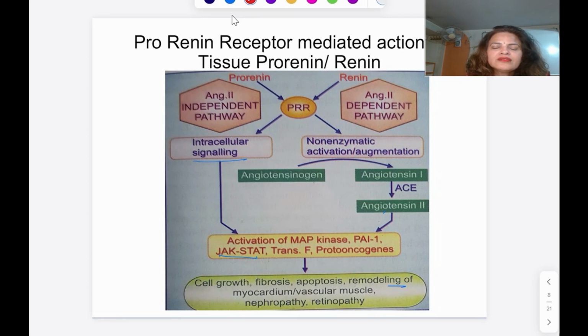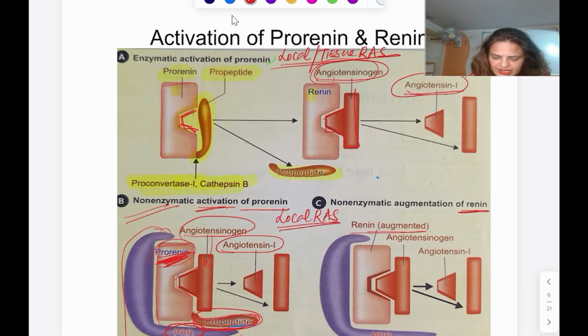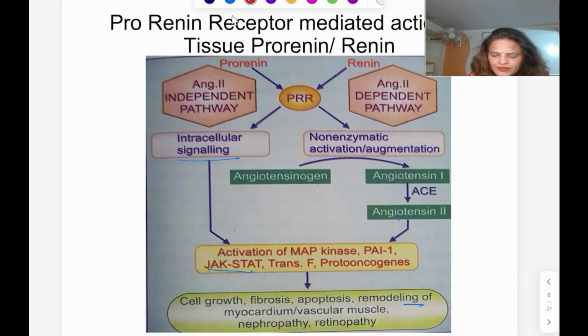Here you can see this non-enzymatic pathway, the same as the previous one, where the prorenin binds with the prorenin receptor, and renin augmentation and prorenin activation happen. So non-enzymatic activation may be angiotensin 2 dependent, or it may be angiotensin 2 independent. In the angiotensin 2 dependent pathway, angiotensin 1 is formed, and this angiotensin 1 is converted into angiotensin 2, and then further action is produced.